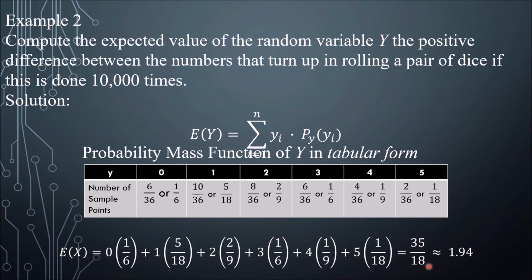That's 35 over 18, which is approximately 1.94. So this 1.94 is the expected value of the random variable. So most likely between 1 and 2, but 1.94 is closer to 2. So most likely the number that will turn up is 2.